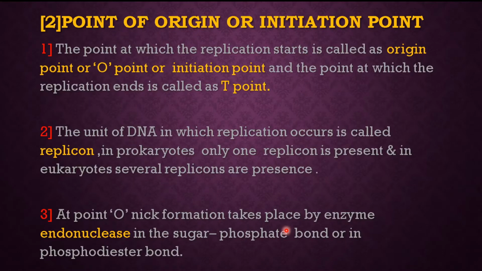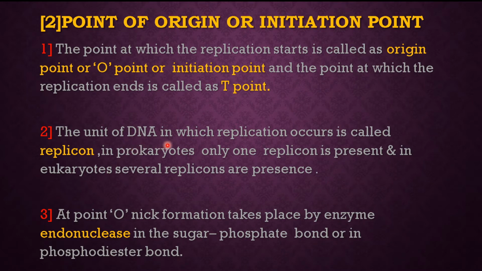Okay, the first point is clear to you. The point where the replication starts is called the O point or origin point or initiation point. The point at which the replication stops or ends is called the T point. Now we'll proceed towards the second point.